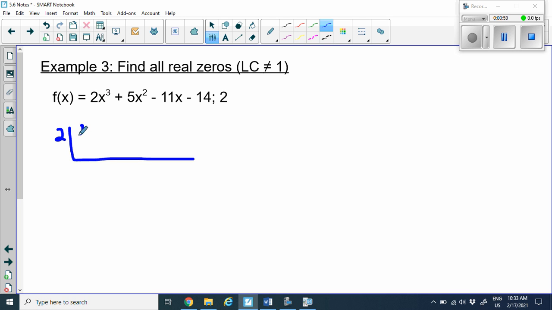So we start with a 2, then we go to a 5, a negative 11 because that's the x term, and then negative 14 because that's the constant. So since we do not have any missing terms, we do not use 0 as a placeholder.